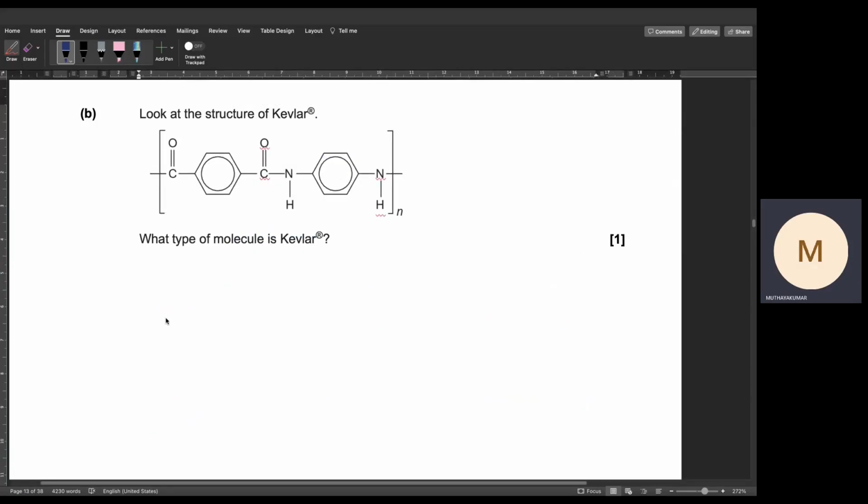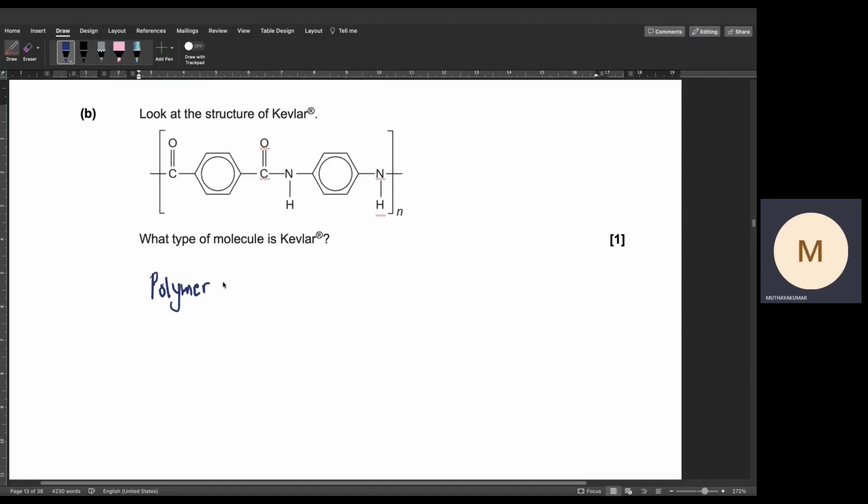Question part B, look at the structure of Kevlar. What type of molecule is it? Now, just by looking at this diagram that's been given to us, we can tell that it's a polymer because it's got the standard structure of a polymer, the shorthand notation. So we know it's a type of polymer, but that's not specific enough. We need to give a little bit more detail and describe what type of polymer it is.